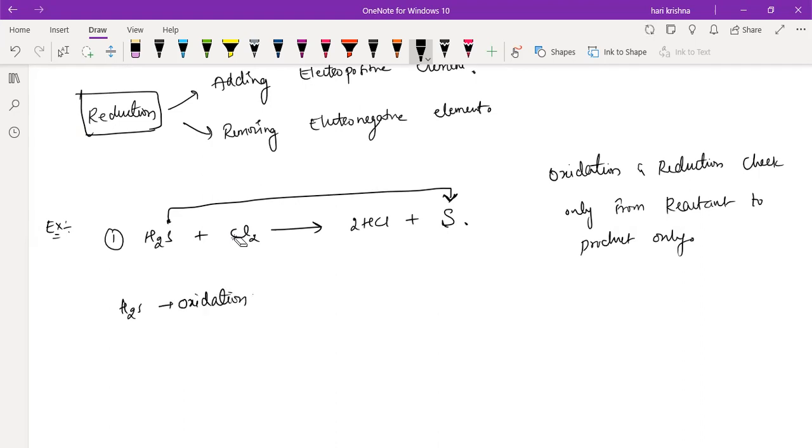And what about the chlorine? Sir, reduction. Chlorine is reduction because of adding of hydrogen to the chlorine, right? So it is a reduction.